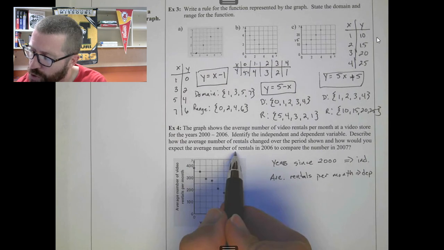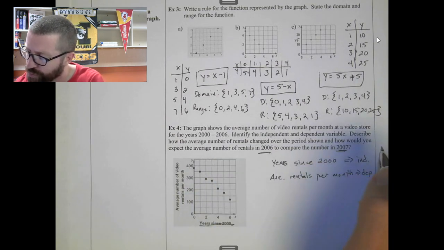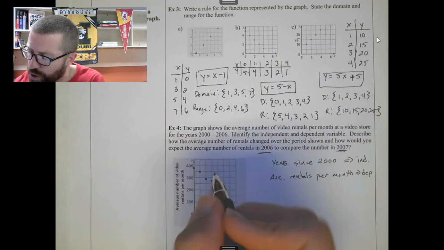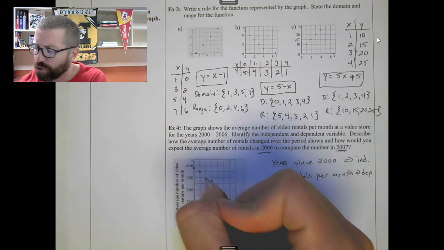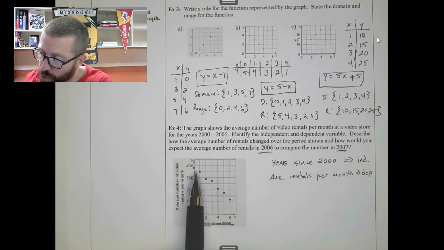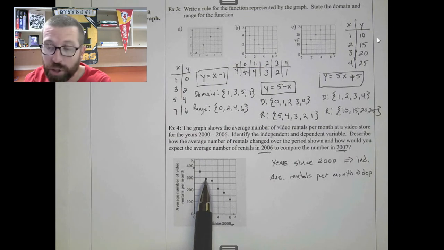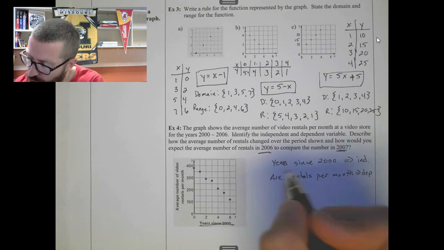Describe how the average number of rentals changed over the period shown, and how would you expect the average number of rentals in 2006 to compare to 2007? So here, there's not an exact amount, right? It's not a straight line, but you should be able to see that it's going down. Maybe 380, and then we're at 350. Now they're down below 300. And so the rentals are falling.